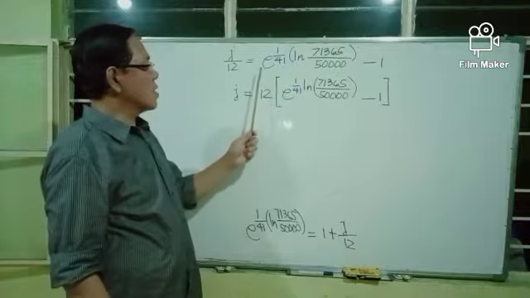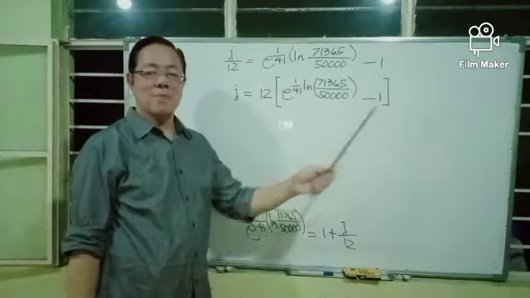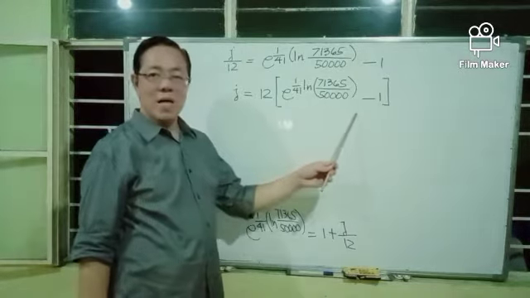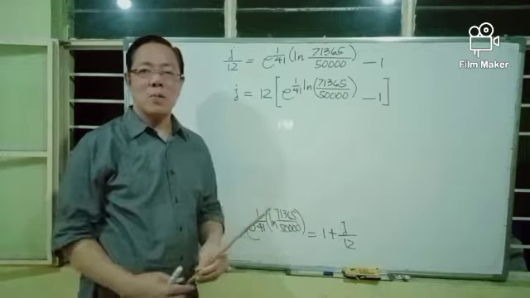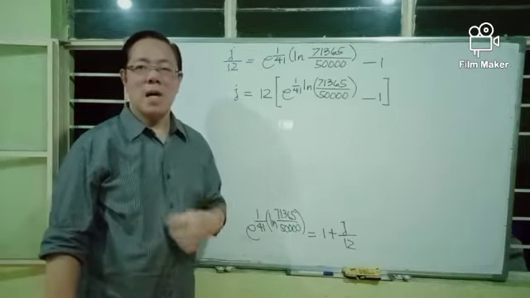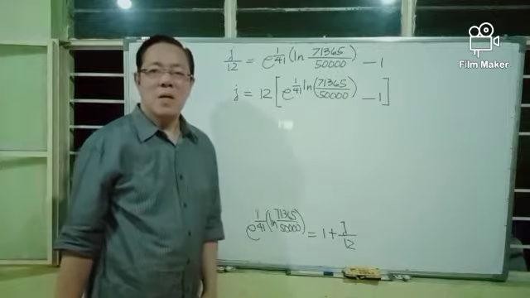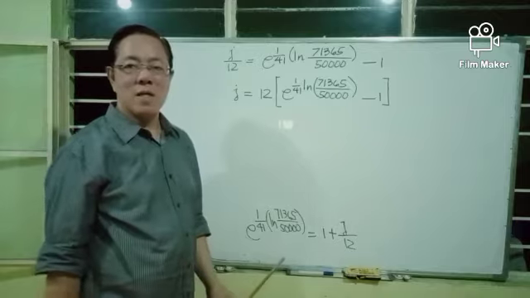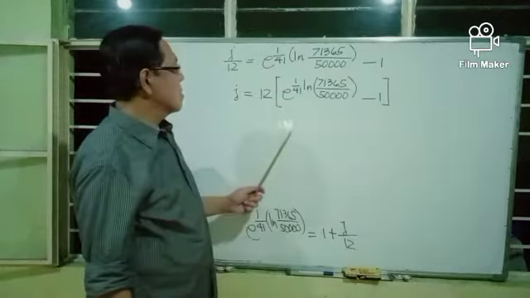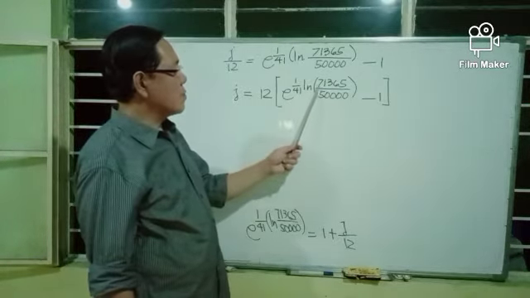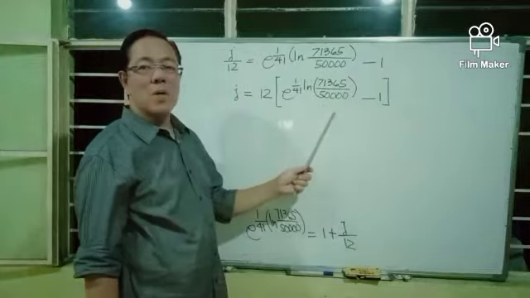We have 12 multiplied by the left-hand side. Now you compute this directly in your calculator, or you may use decimal numbers, but do not round off yet until you arrive at the final answer. I will start with this ln of 71,365 over 50,000.